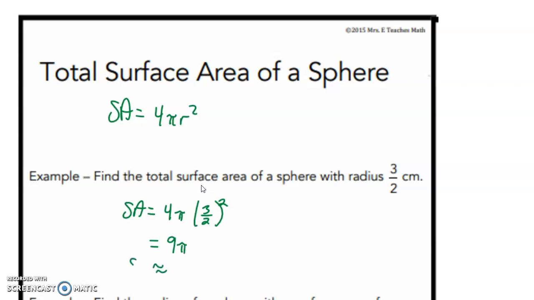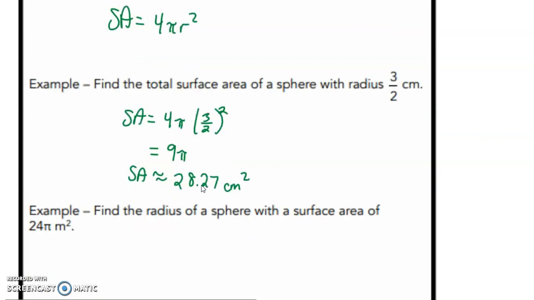But now if you want the approximate rounded answer, it says round to something, then you can type it in including the pi. So you could just type in 9 times pi, but if you haven't already done that, just type in 4 times pi times 3/2 squared. All right, and I get 28.27. And we are in centimeters, and because it's an area, it's a surface area, we put squared.